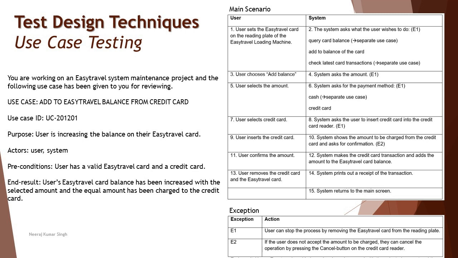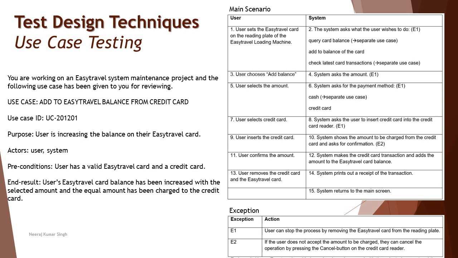And the involvement in the scenario is the actors, which include the user and the system. That means there are two parties contributing to this use case, which is always the user and the system. There's a precondition that the user should have a valid easy travel card and a credit card too, without which this particular use case cannot be executed. And the end result is the user's easy travel card balance has been increased with the selected amount, and the equal amount has been charged to the credit card. This is the outcome.